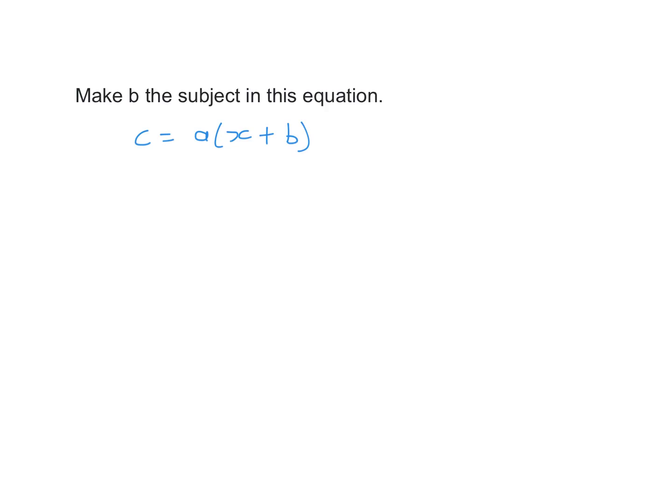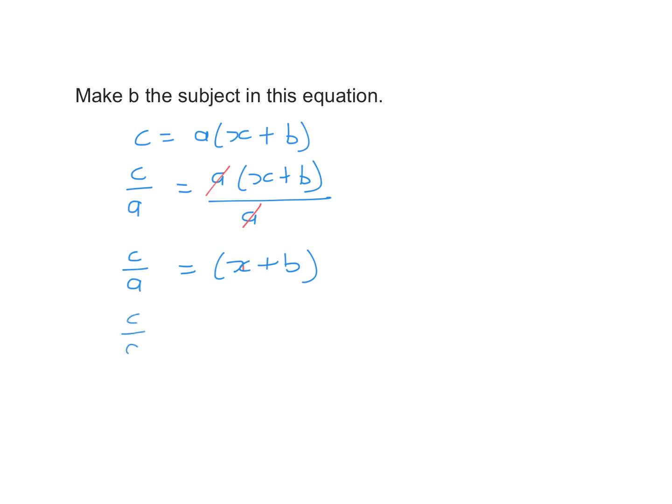I'll show you the first way in blue and the second way in red. Firstly, I'm going to divide each side by a to get rid of this a over here. So I would have C over a equals a times (x plus b) over a. And I can cancel that a with that a, and I'm left with C over a equals x plus b. And I can remove the brackets, so it'll be C over a equals x plus b.